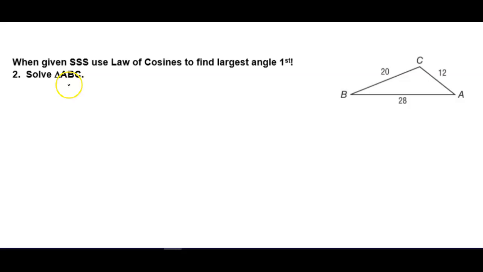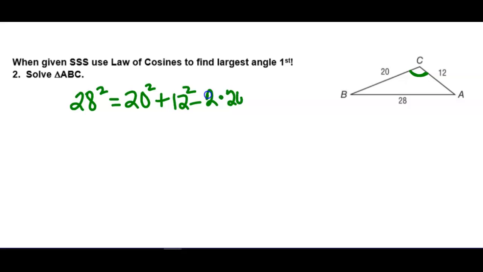All right, this says solve. Yeah, solve again. But it says solve, you should find the largest angle first. That would be angle C right here. So the side opposite squared is equal to the two adjacent sides squared added together minus 2 times the two adjacent sides times the cosine of C.